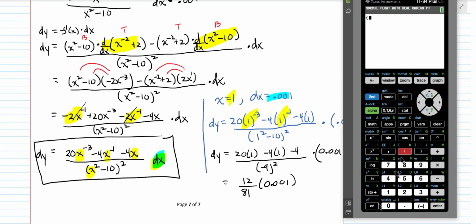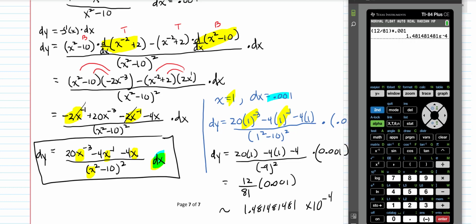Okay, so I'd go like this. I can go 12 over 81. I can just convert that to a decimal, and then times 0.001. And then that'll give the approximation, which is about 1.481481, and that means times 10 to the negative 4.